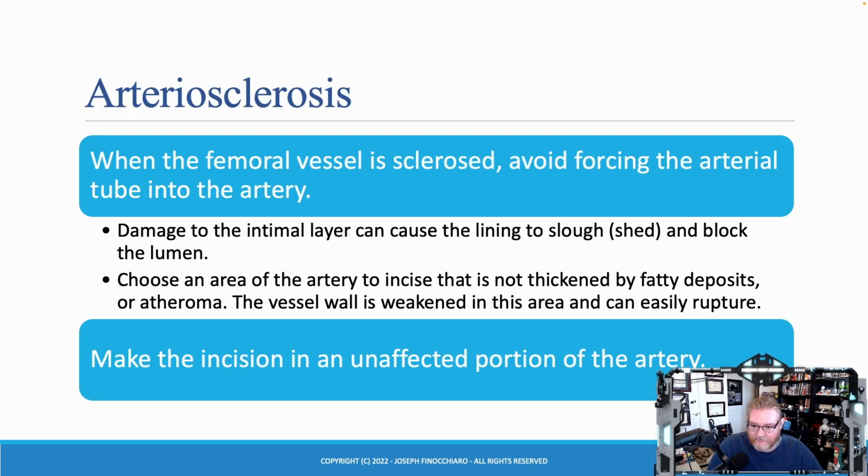When the femoral vessel is sclerosed, avoid forcing the arterial tube into the artery. Damage to the intimal layer can cause the lining to shed and block the lumen. Choose an area of the artery to incise that is not thickened by fatty deposits or atheroma. The vessel wall is weakened in the area and can easily rupture. Make the incision in an unaffected portion of the artery.